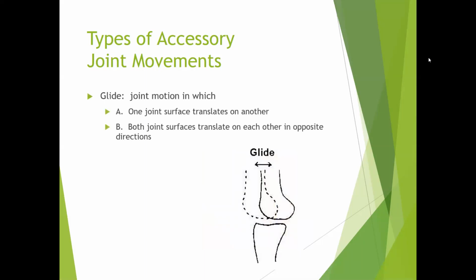Then glide. A joint motion in which one joint surface translates on the other, or both joint surfaces translate against each other in opposite directions. So think of it this way. You know how we kind of had that roll thing going on? Now we just have this. So either this one's moving or both of them are moving in opposite directions. That's where you get that gliding action.